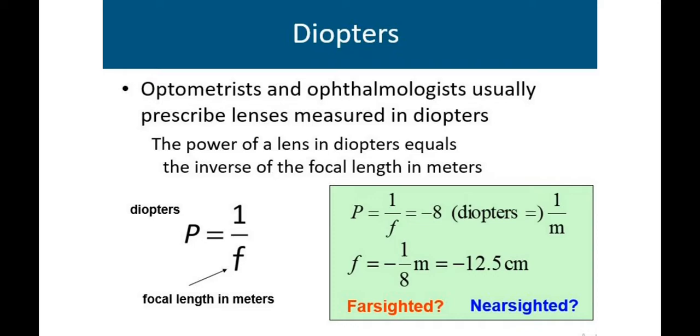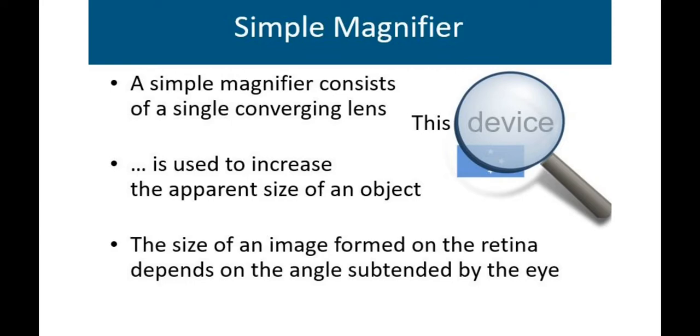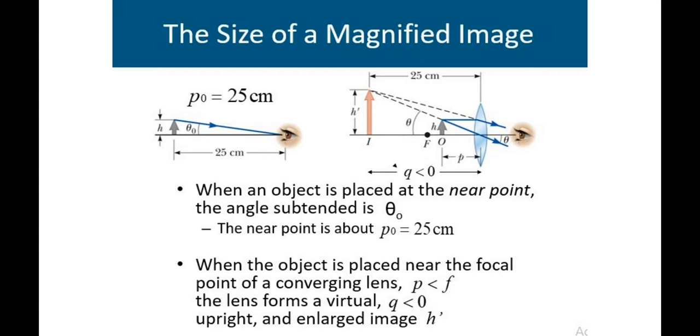And then for nearsighted people, the focal length for correction is negative, and farsighted people have a positive correction in diopters. Okay, we can talk about the simple magnifying lens. As you know, this is a convergent lens. The size of the image which is formed at the retina depends on the angle of the object. So let's see how it works.